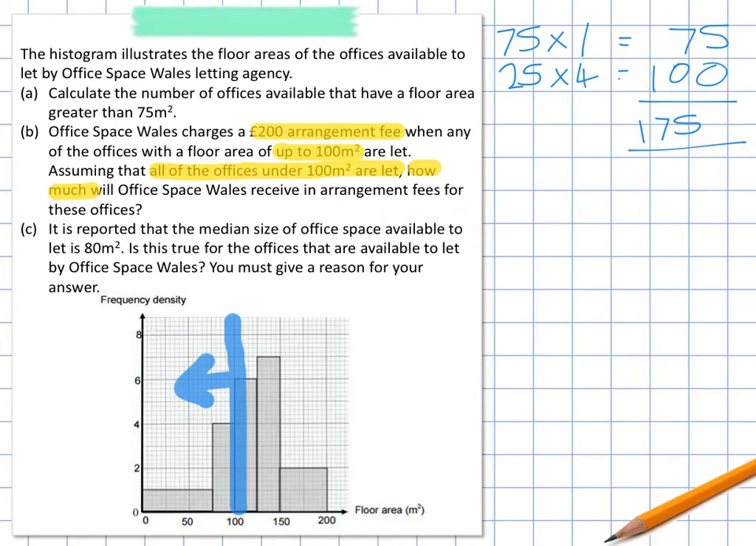If they're going to get £200 for each one, and it also says, as you remember, that all of the offices are let, so we're making that assumption. So it's going to do 175 times £200, and that should give us the total amount of money.